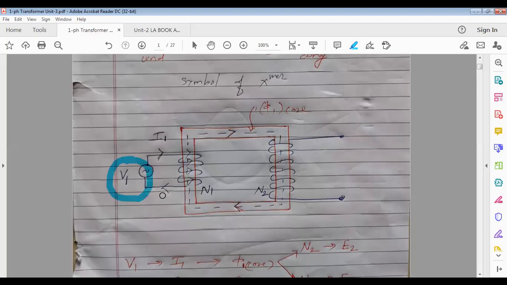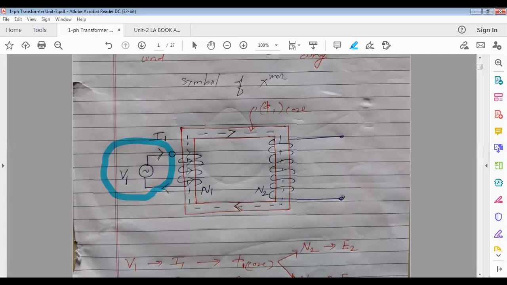Which voltage have we applied across the primary winding here? AC or DC? V1. But is it AC or DC? Observe the symbol. It is an AC voltage source, isn't it? Yes, an AC voltage source. A transformer works only on AC, alternating current. A transformer does not work on DC. You must apply AC, and the output is also AC.